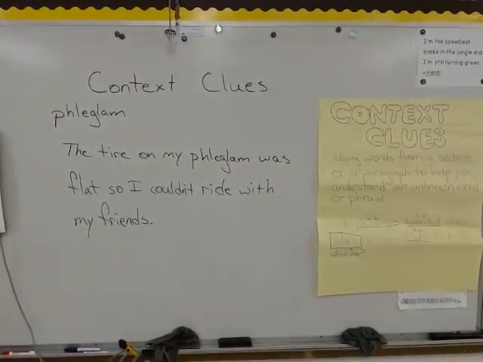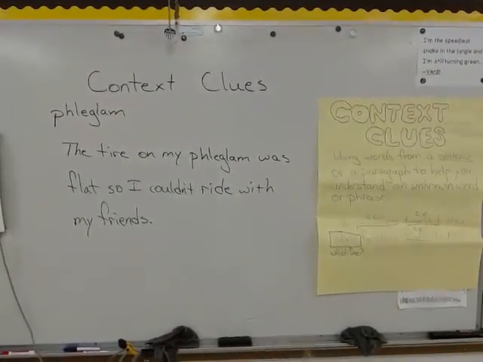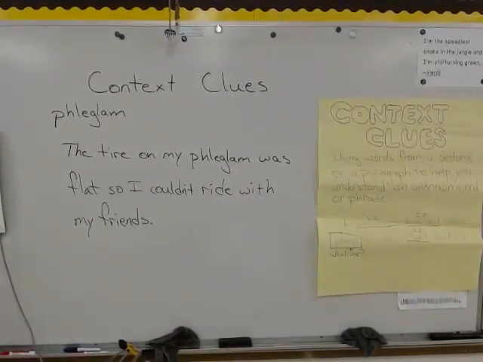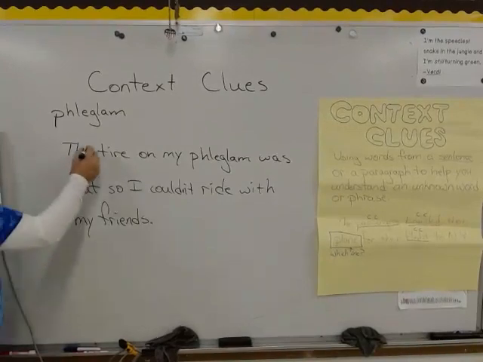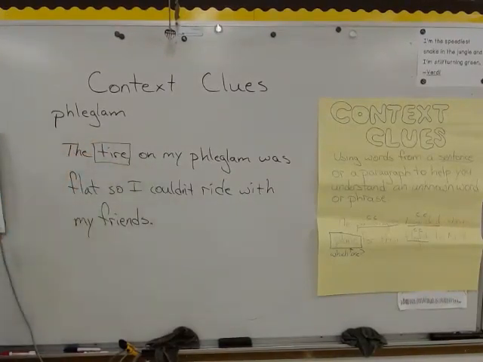Okay. What context clues help us know it's either a car or a bike? What do you think? Because it has tires. Okay. It's something with a tire. Cars have tires. Bikes have tires.